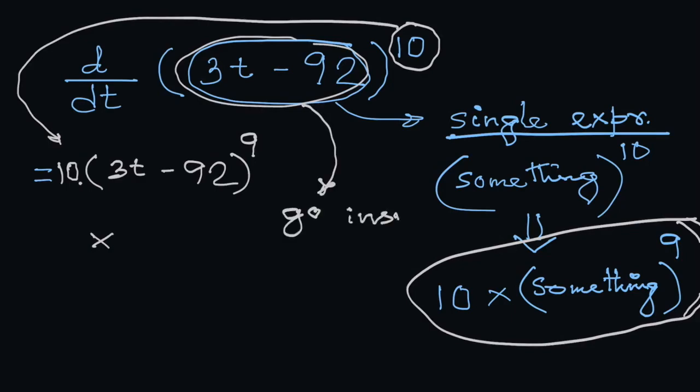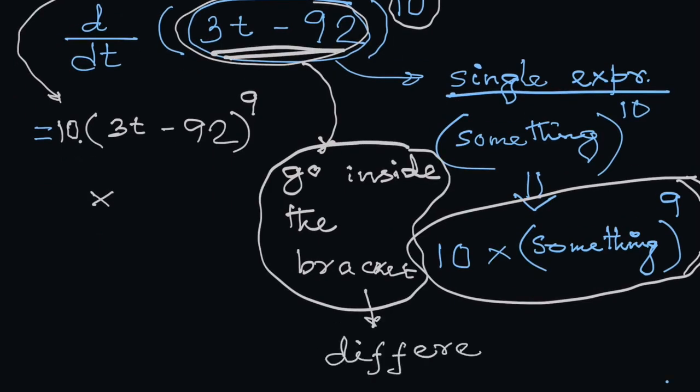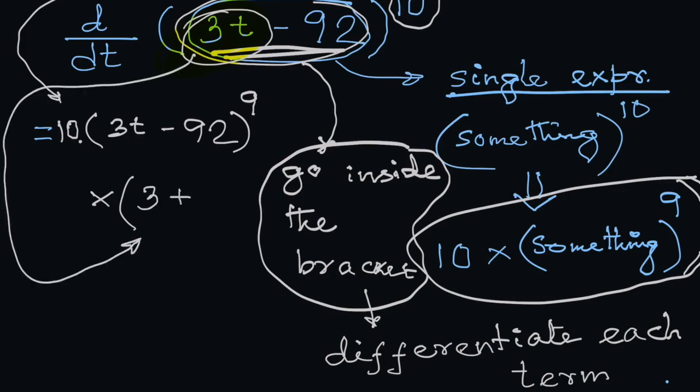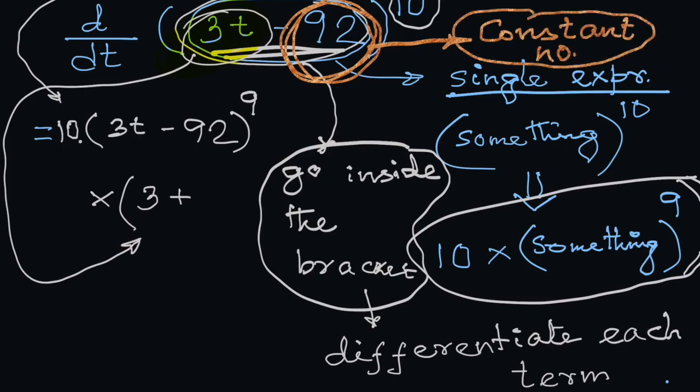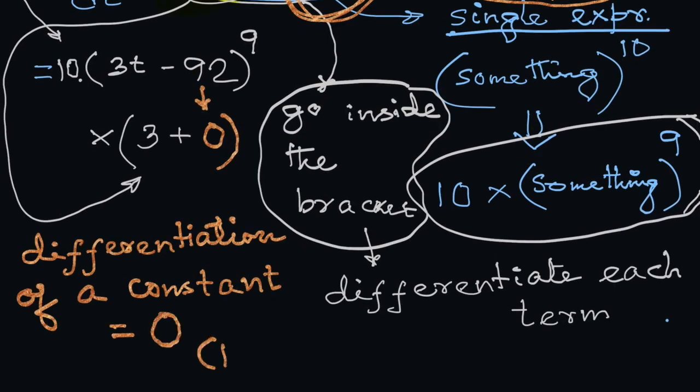Then into going inside the bracket, we will differentiate each term. So here 3t minus 92. Differentiate each term means 3t will give us on differentiation only 3, because differentiation of t will become 1. So it is 3 minus 92. I have written here plus. Ignore that because the result is going to be the same. 92 is a constant here, so its differentiation will be 0. Remember this important thing, the differentiation of a constant is always 0.